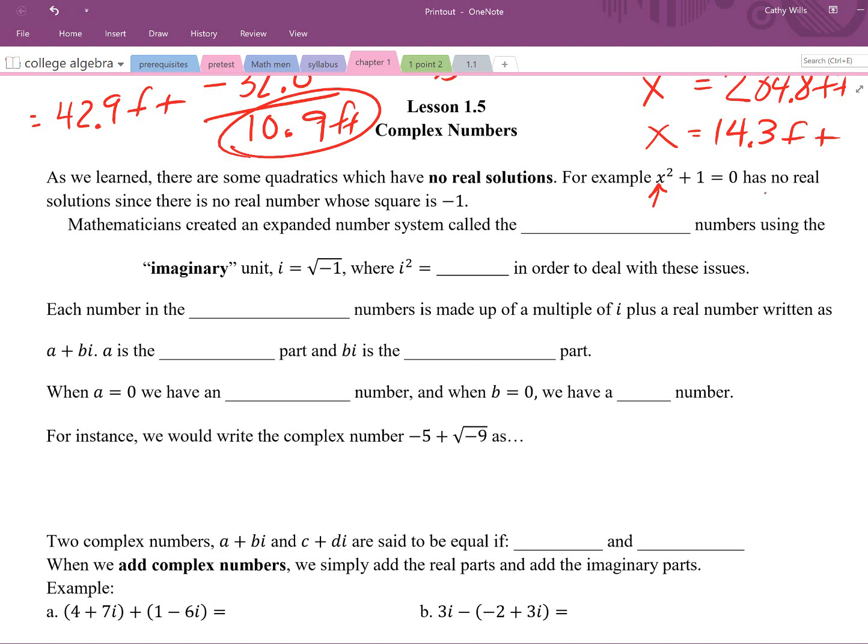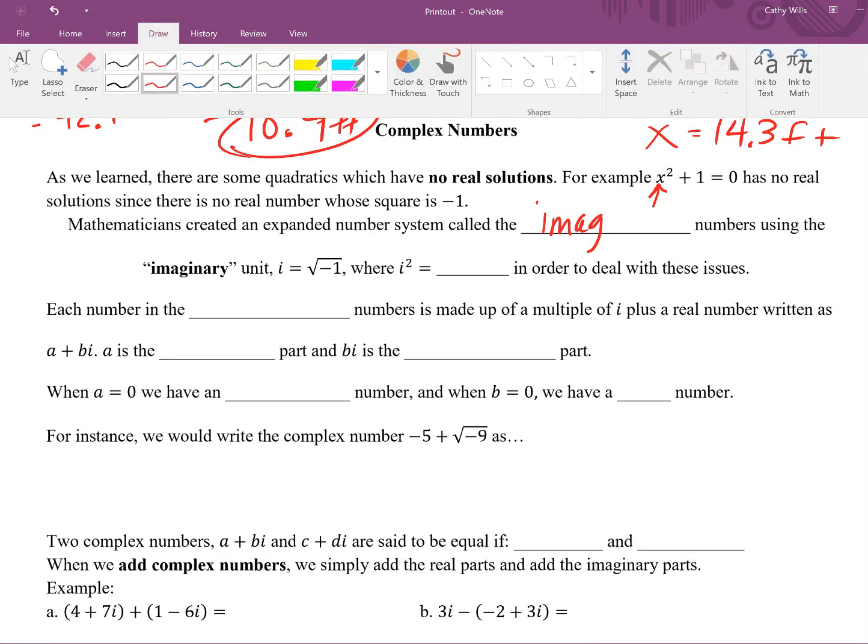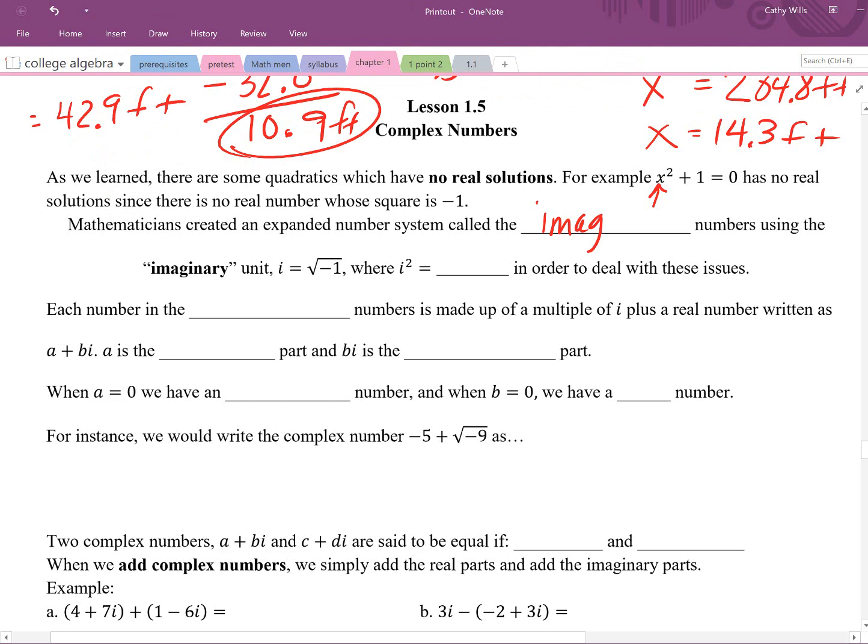mathematicians created an expanded number system called the imaginary numbers, or really the complex numbers. I think what I want to say is complex. Let me just change that because that is really what I want to say. So the complex numbers, and part of the complex number is the imaginary part.